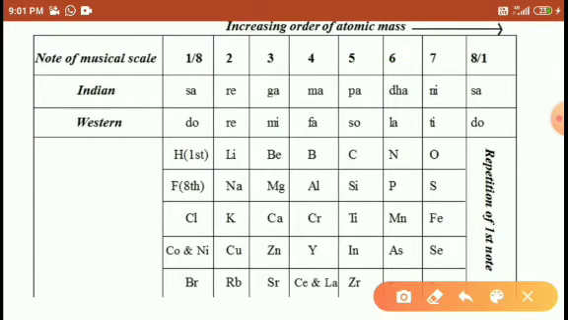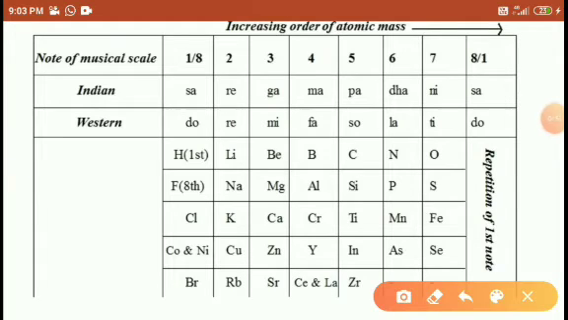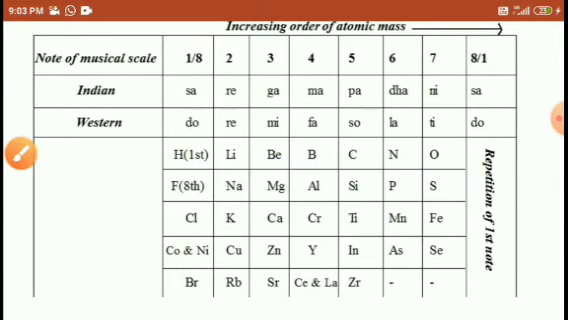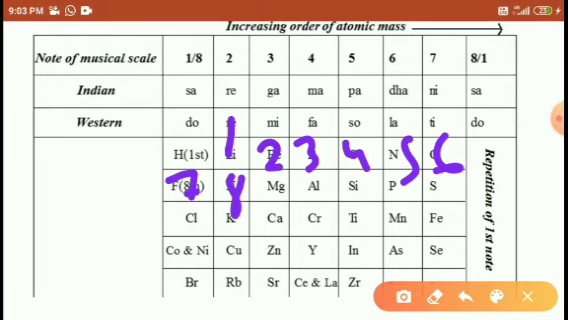Right, students. Consider hydrogen as the first element. Then the eighth element, counting first, second, third, fourth, fifth, sixth, seventh, is oxygen. Sa, re, ga, ma, pa, da, ni, sa. Similarly, if we consider lithium as the first element, then counting second, third, fourth, fifth, sixth, seventh, eighth, sodium is the eighth element.